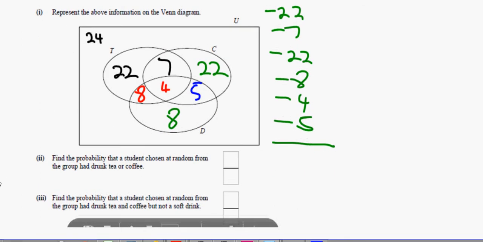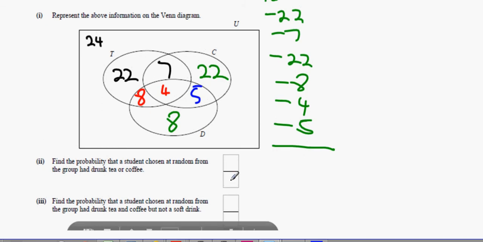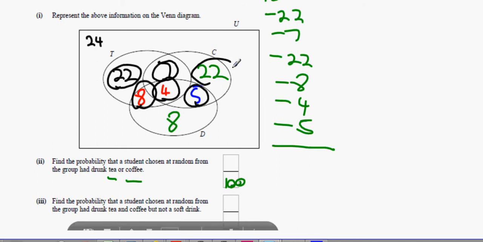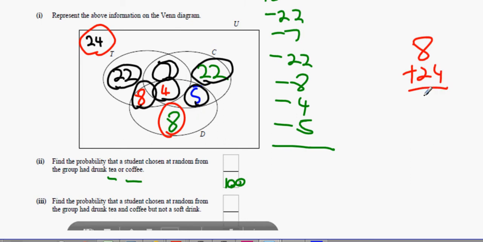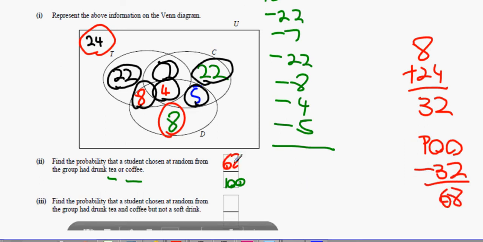Find the probability that a student chosen at random from the group had drunk tea or coffee. Well, there's 100 students in the group. Tea or coffee. This one drank tea. It's not tea and coffee, it's tea or coffee, so it can be either. This one drank tea and coffee, also included. The people in here drank tea or coffee. Basically everything but the 8 and the 24. So 8 plus 24 is 32. 100 minus 32 is 68. So it's going to be 68 out of 100, which is 34 out of 50, which is 17 out of 25.